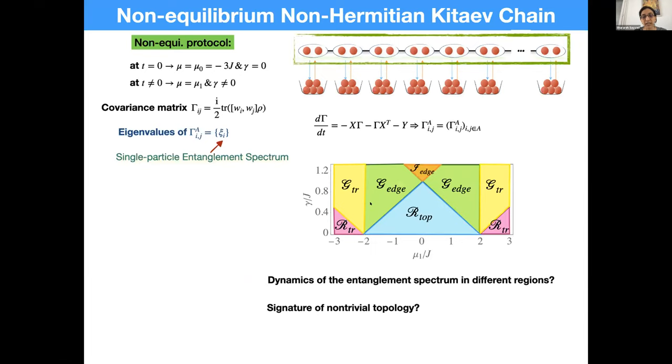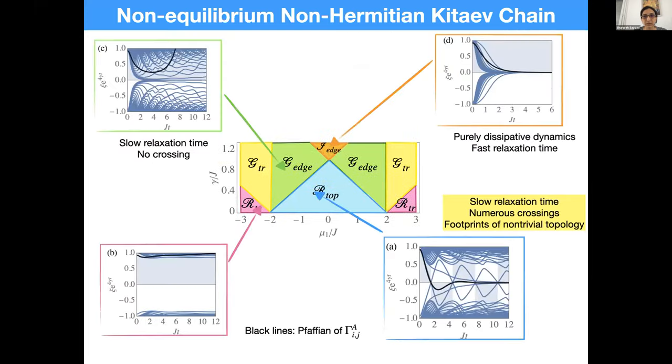Using this protocol, I would like to track the dynamics of a particular observable. This comes from a two-point correlation function known as the covariance matrix. I will solve this covariance matrix in time using the Lindblad master equation and its equation of motion. You will notice that it is connected to the matrices X and Y. Then I partition over half of the chain, and using this reduced covariance matrix, I can calculate its eigenvalues, which we refer to from now on as the single particle entanglement spectrum. What we want to observe in a few minutes is how the dynamics of this entanglement spectrum works in time, and whether we can grasp some information regarding the topology in this system. Now let's see how this works.